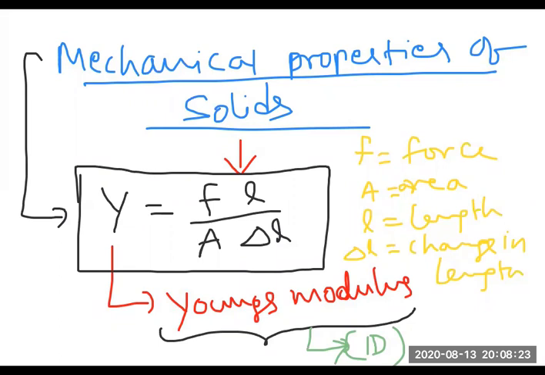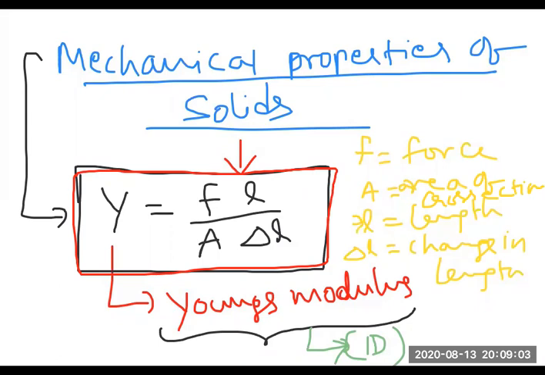Now the Young's modulus formula from mechanical properties of solids is Y equal to F L by A into delta L. Here F is force, and A is the area of cross section. We must not call it simply area, we have to call it area of cross section. And L is the length of that rod. You have taken one rod, initial length is L.